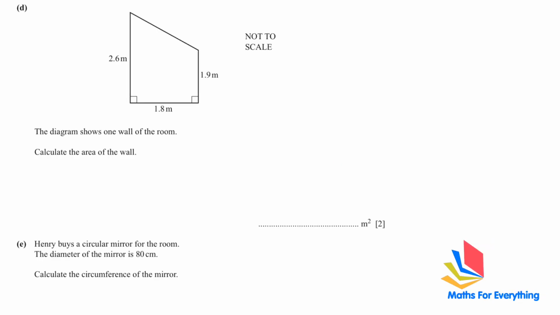Part D. The diagram shows one wall of the room. Calculate the area of the wall. This shape is a trapezium. To find the area of the trapezium, we use the rule half a plus b h. A and b are your two parallel sides and h is your height. So we just have to replace it. 2.6 plus 1.9 multiplied by 1.8, and this will give us 4.05 square meters.